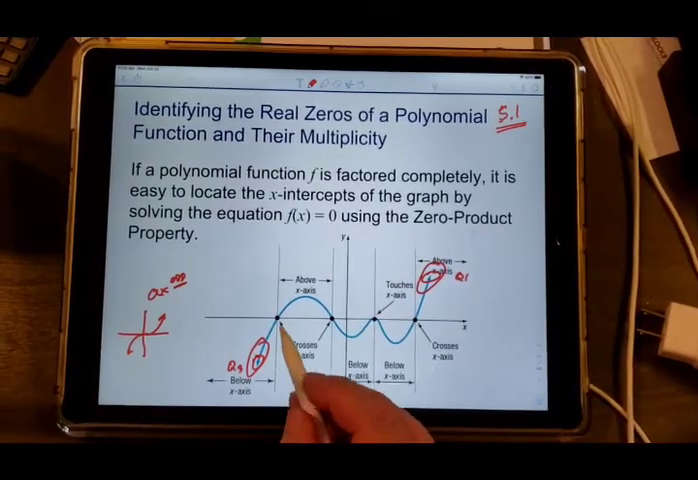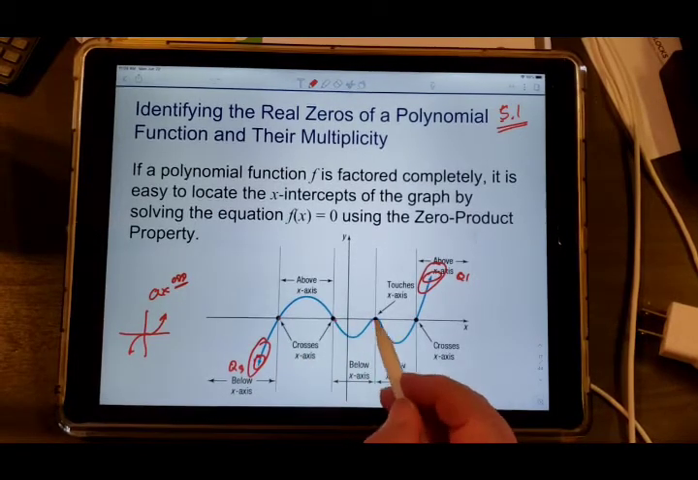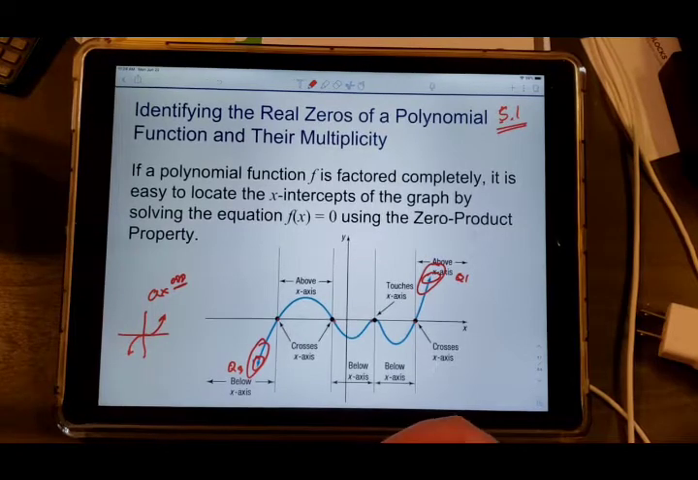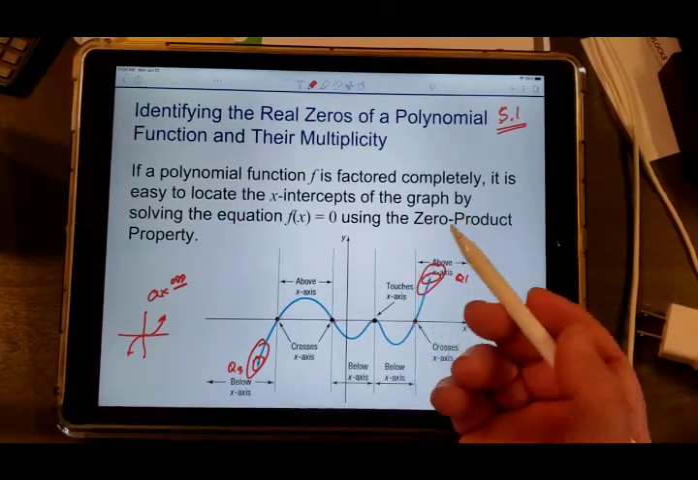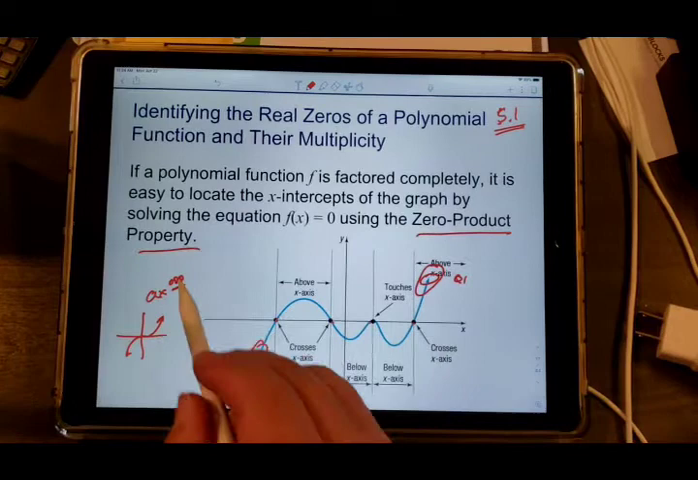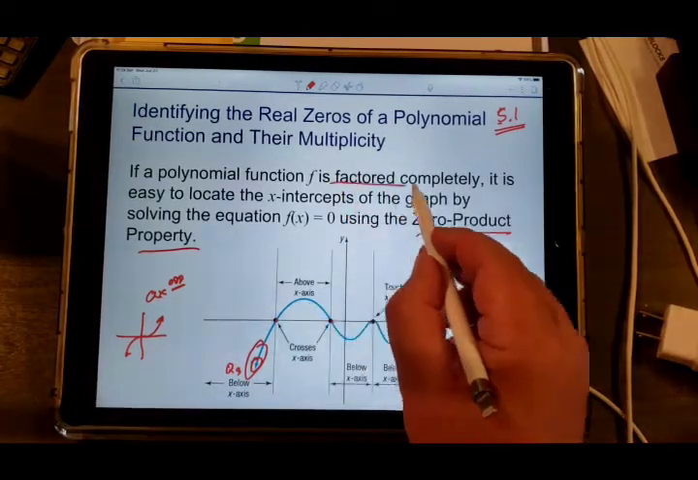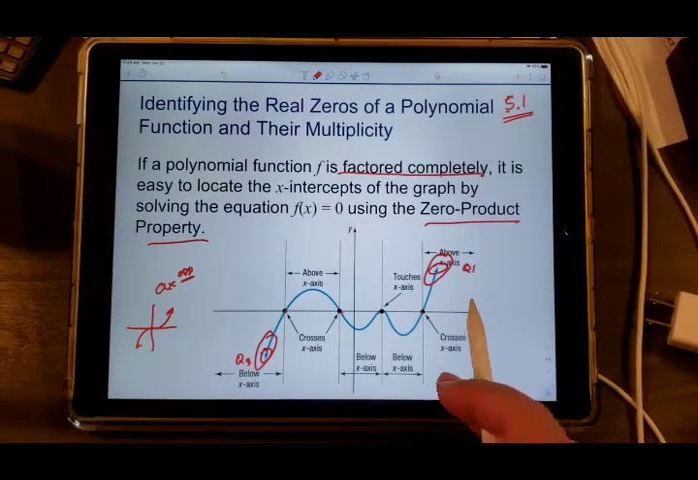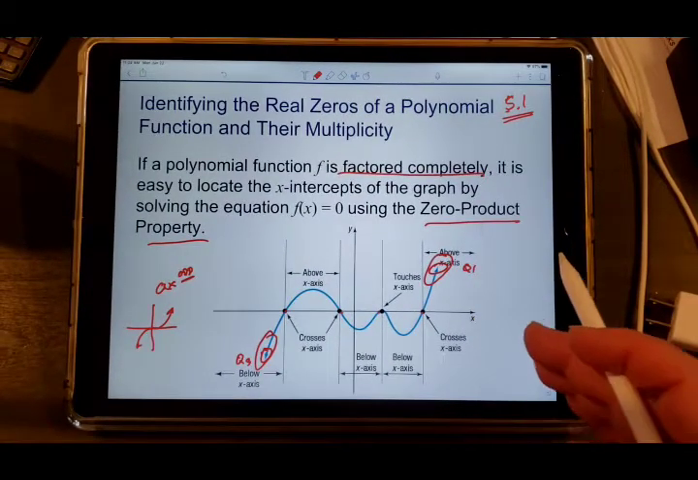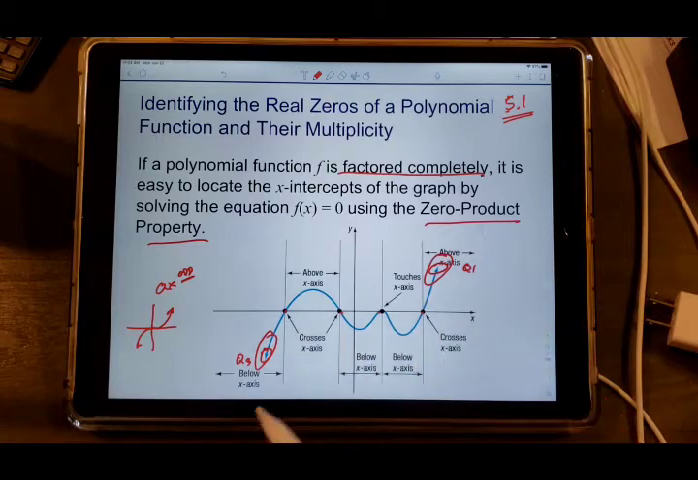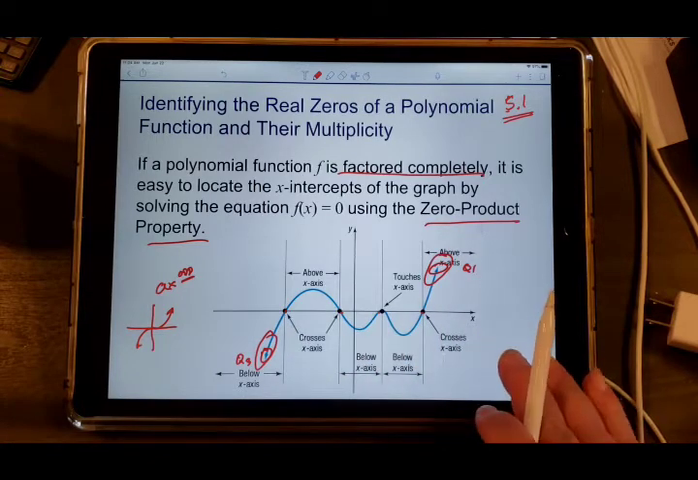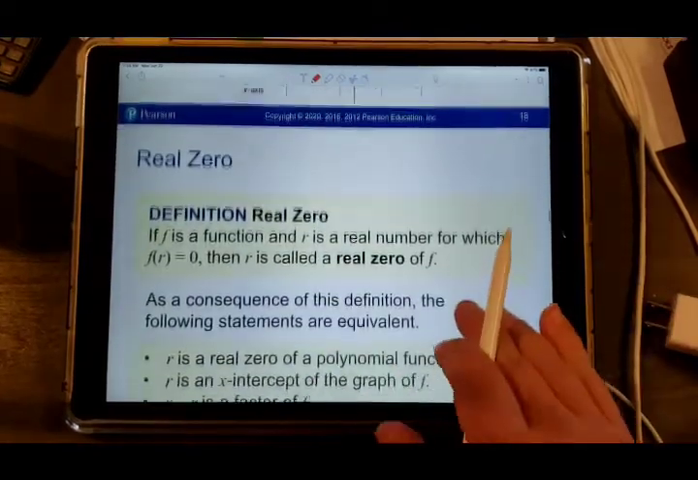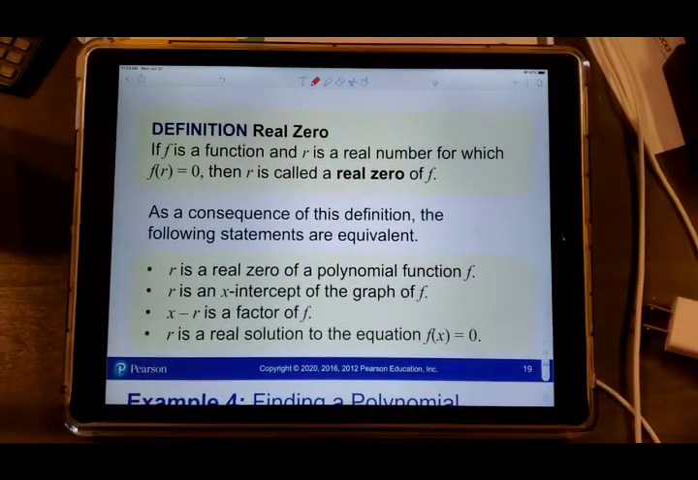Now what they're talking about is these intercepts tell us the factors. And we're going to use the zero product property and see how it's factored. Well, if you have the picture or if you have the polynomial factored, you can switch from one to the other. All right, well, they have a lot of other information here, but let's look at what they're telling us.